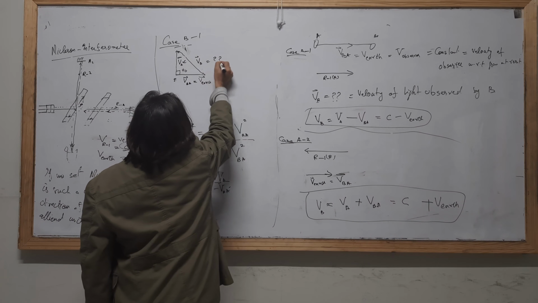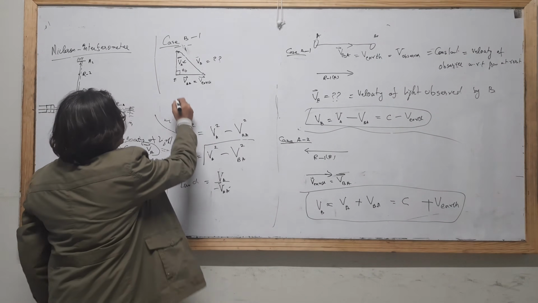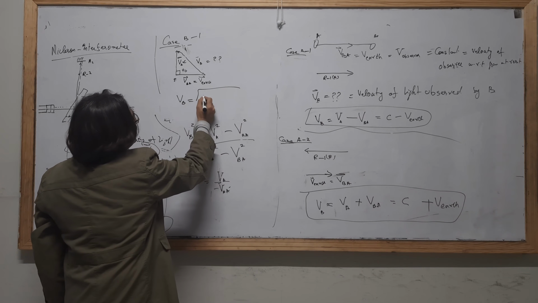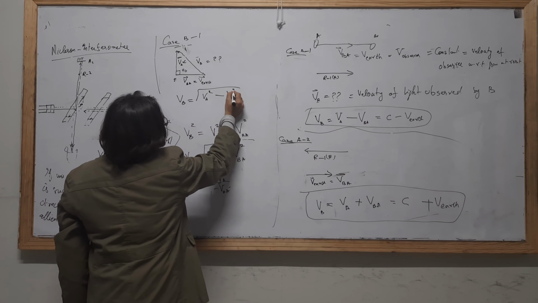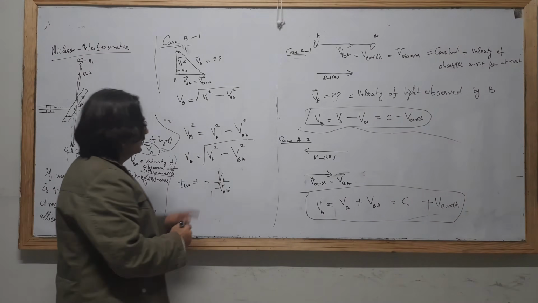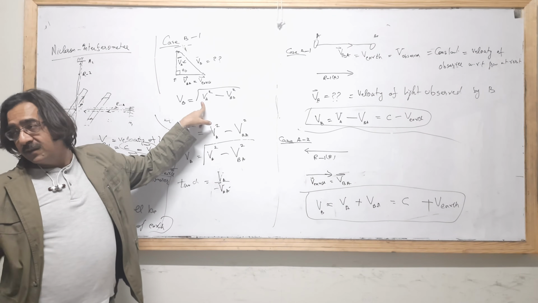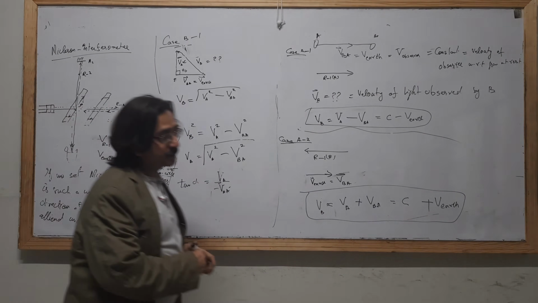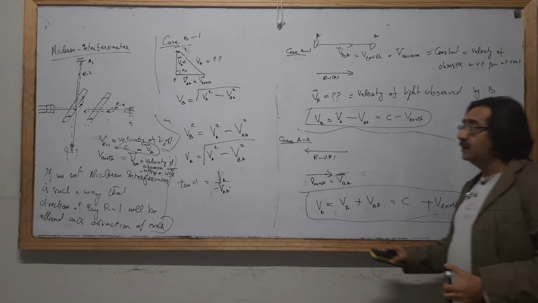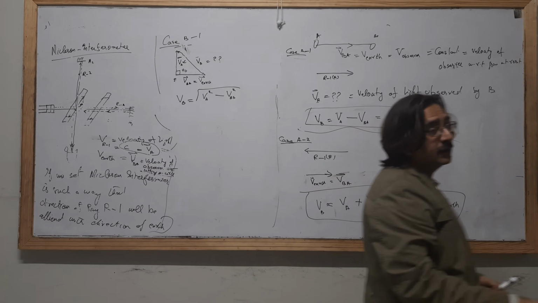What will this be? I have already explained. What is VB? VB will be the square root of VA square minus VBA square. Yes, that is written. The same formula.